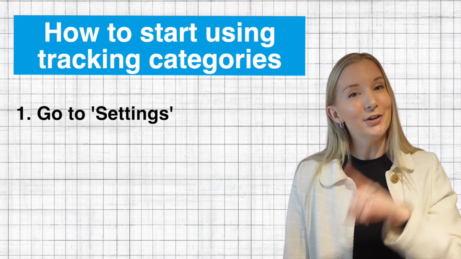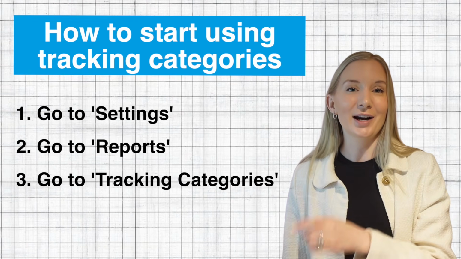These tracking categories let you track income and expenses by project. You can use them to analyze different business units. You can also use them to produce segmented profit and loss reports, and you can run reports for different locations or different revenue streams. The fix to not using them in 2026 is to go to settings, then go to reports, then go to tracking categories.